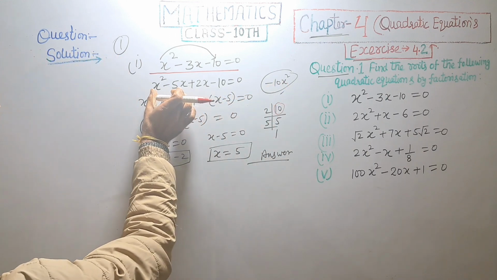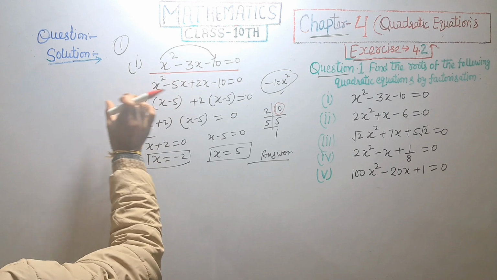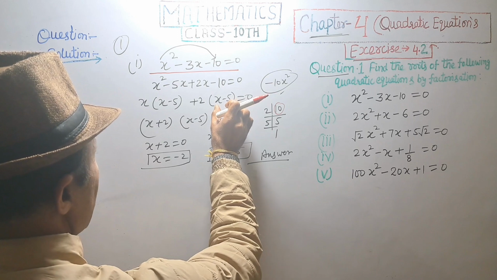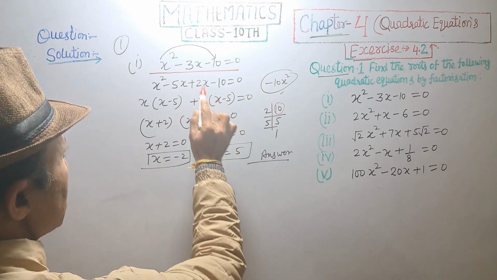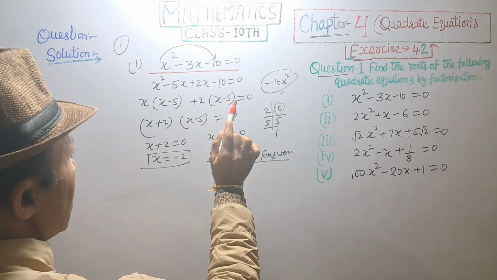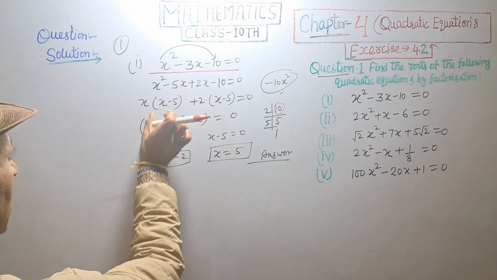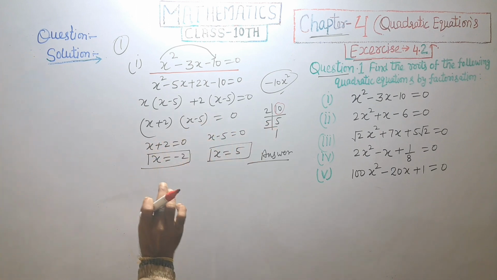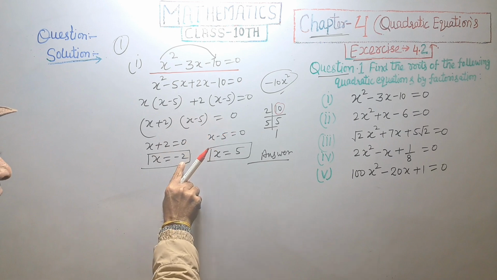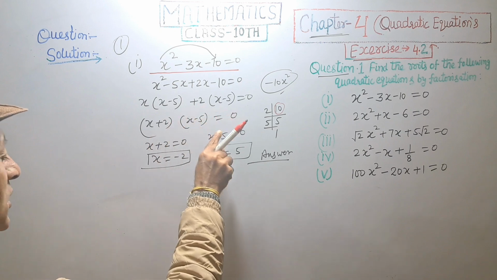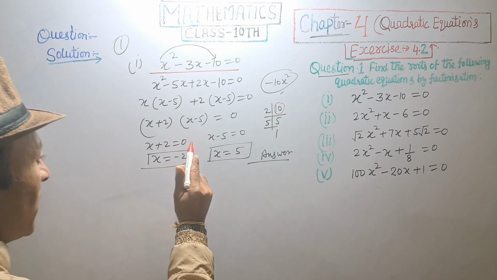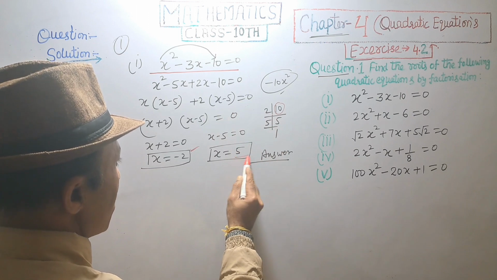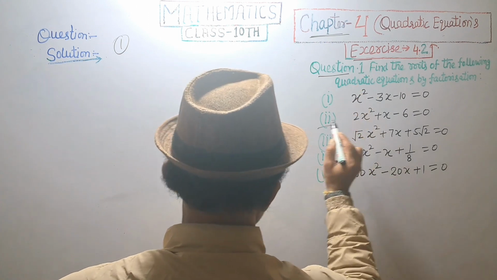So splitting middle term, taking common x, minus 5 in bracket, and in bracket x minus 5, 2 is common. 2 into x, 2x, 2 into 5, minus 10. So x plus 2 taking 1 times and x minus 5 taking 1 times equal to 0. x plus 2 equal to 0 means x equal to negative 2, and x minus 5 equal to 0 means x equal to positive 5. Answer. Question 1, second part.